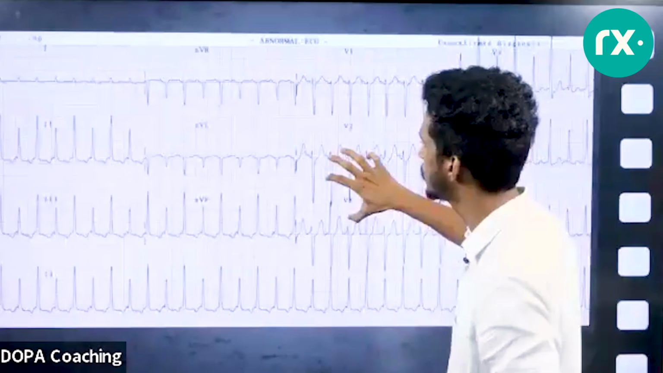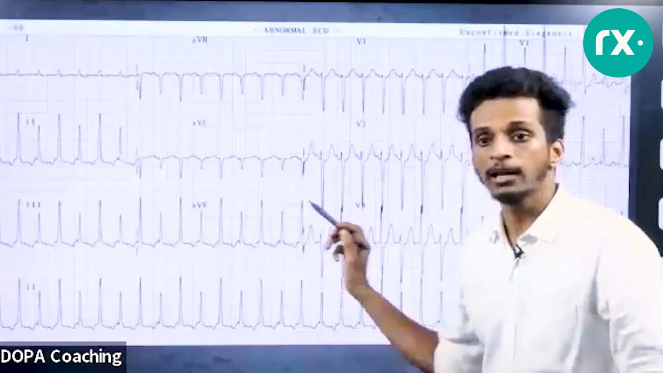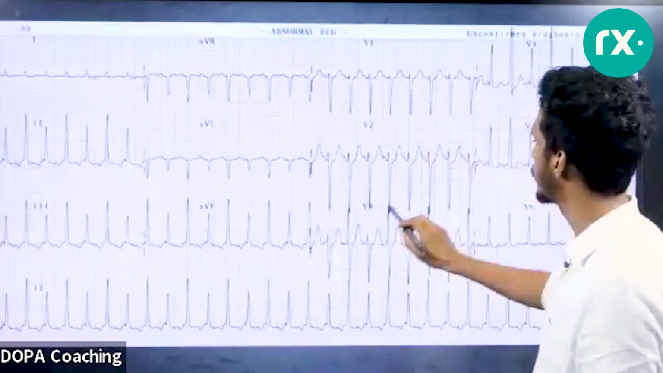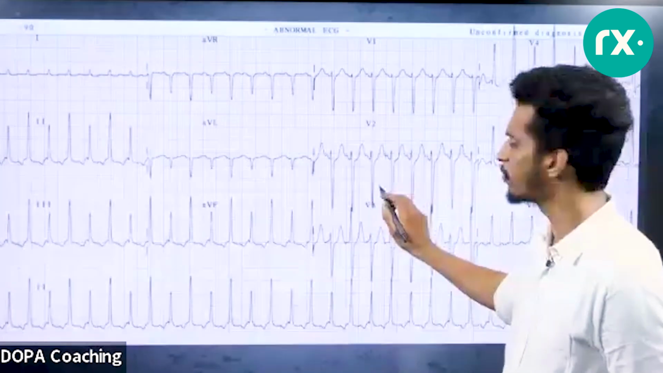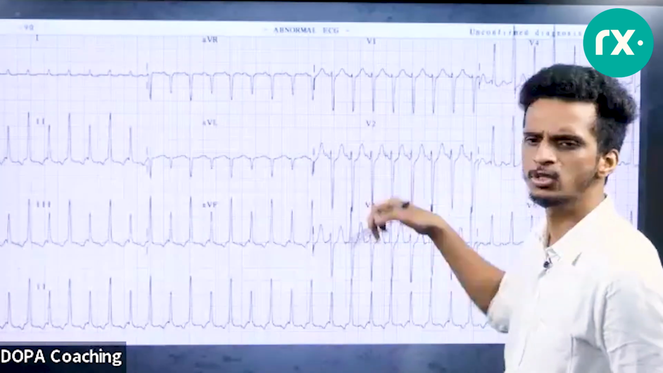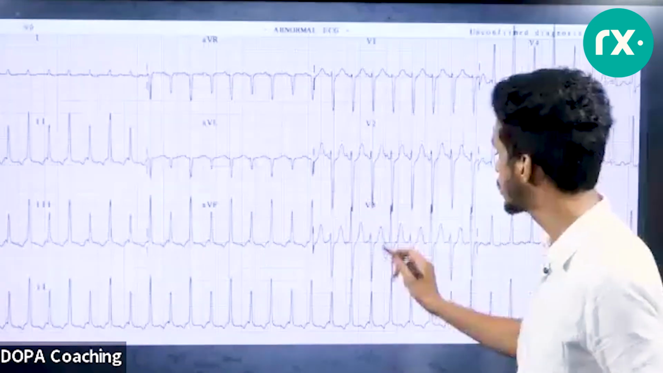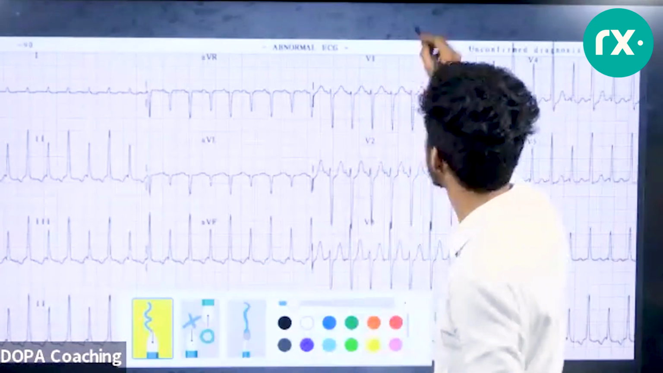So I have an ECG here. First of all, what I'll do here is calculate the rate. When I calculate the rate here, you can see that there are only 1.5 small squares. It's around 1.5 small squares, or I'll take it as 2. So the rate here is 300 divided by 2. Our rate here is around 150.